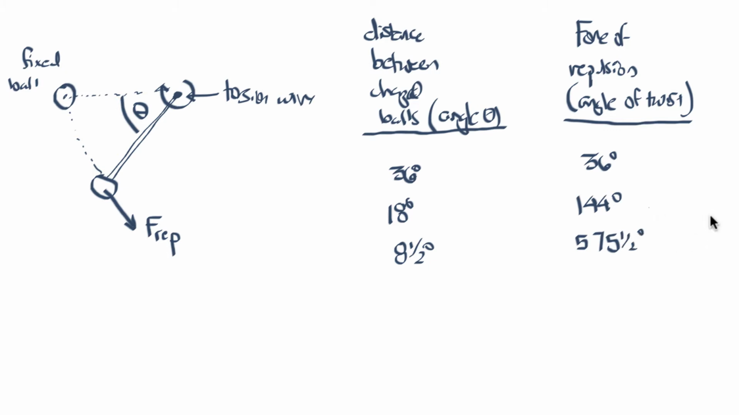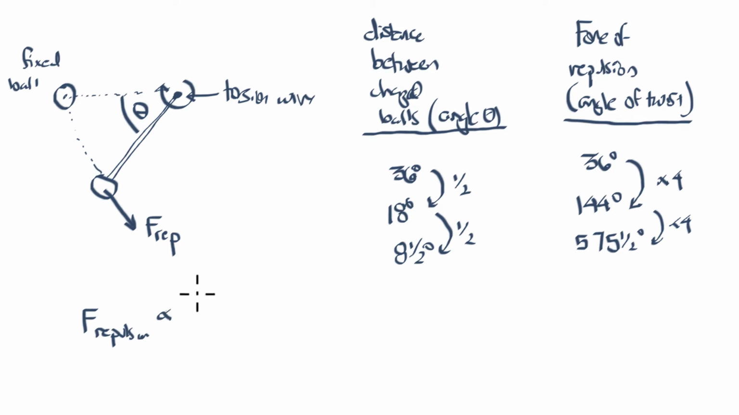And the point that he made, you might recall, is that every time you halve the distance, you have to quadruple the amount of force, and from here to here, you're quadrupling the force. And remember, the upshot of all this is that the force of repulsion between those balls was proportional to 1 over the distance between them squared, right? That is called an inverse square law.